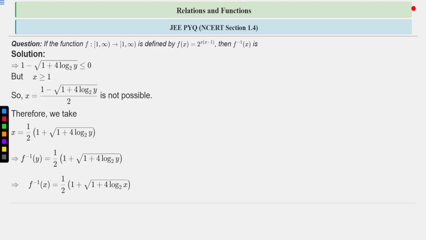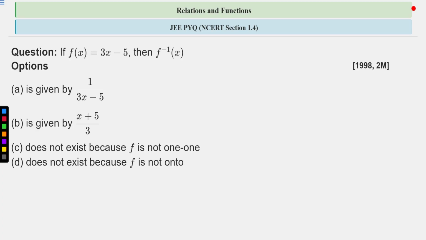Okay, let us move to the next question. Next question says, if f(x) is equal to 3x minus 5, then what will be the value of f inverse x, right? The options are: f inverse x is given by 1 by (3x minus 5); it is given by (x plus 5) upon 3; f inverse x does not exist because f is not 1-1; and it does not exist because f is not onto, right?